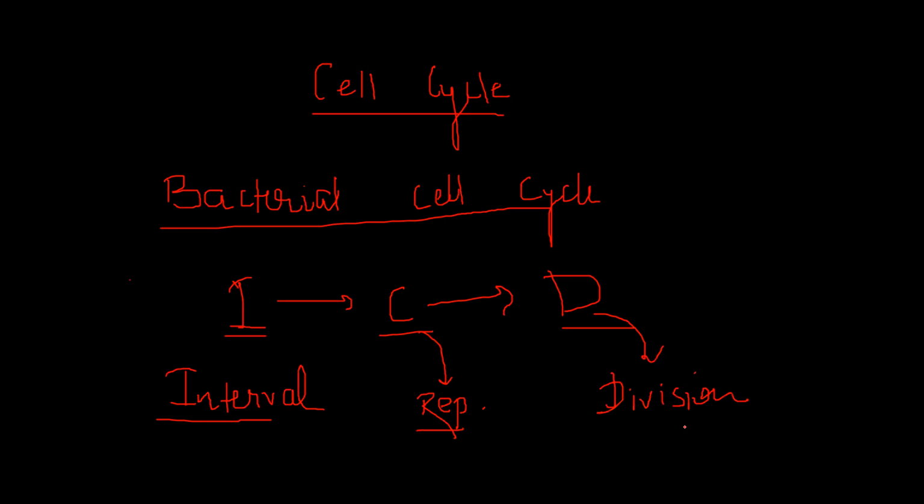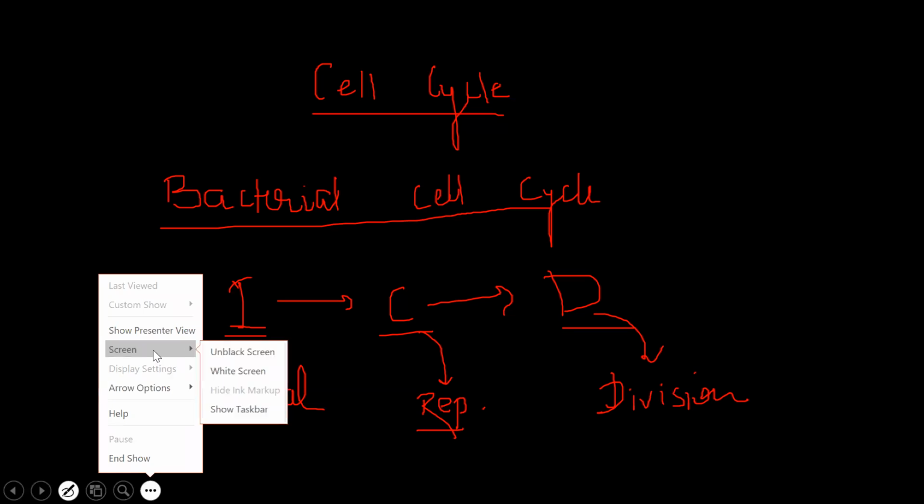And as you know, multiple rounds of replication take place in bacteria because the C phase and D phase of the cell cycle are overlapping in bacteria. But I'm not going into detail of this. So now going to start. This point is clear. ICD is clear.